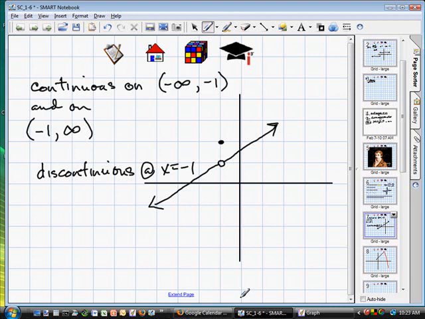See, before, when we were doing some of these things with an open dot, we always had to use a rounded parenthesis to indicate not included. But here, yeah, there's a point at the end, at the vertex of a parabola. It's continuous there. Okay, so we have that situation.